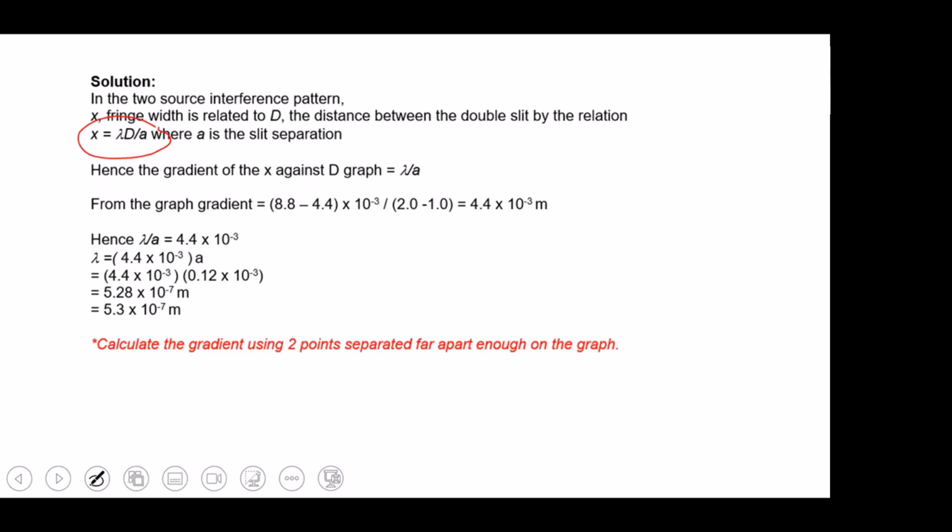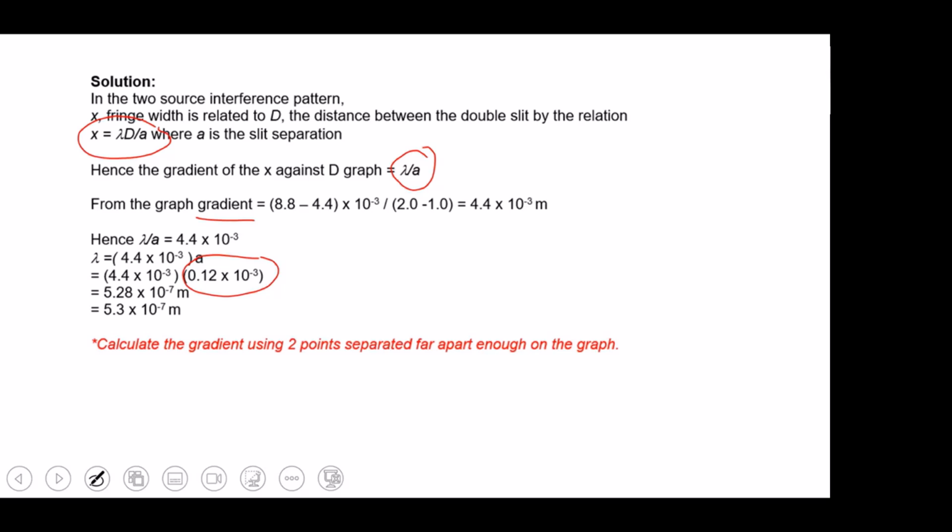So if I want to get this graph, how can I get the gradient of this graph? By plotting x against D, you will know that the gradient is lambda over a, your wavelength divided by your slit separation. So if I want to find lambda, I must make sure I can find the gradient. The slit separation is already given. So I just need to find the gradient of the graph. Then from there, I can find lambda, the wavelength.